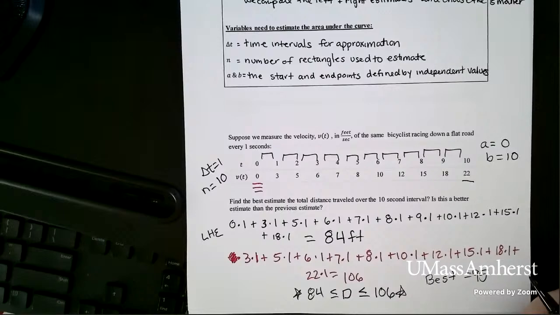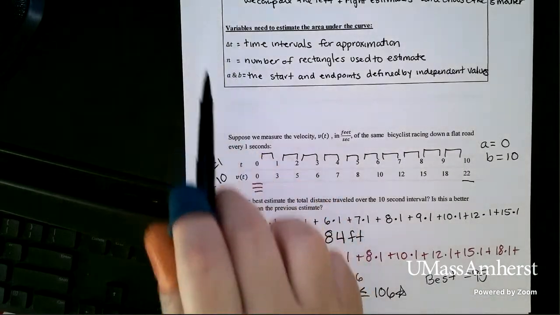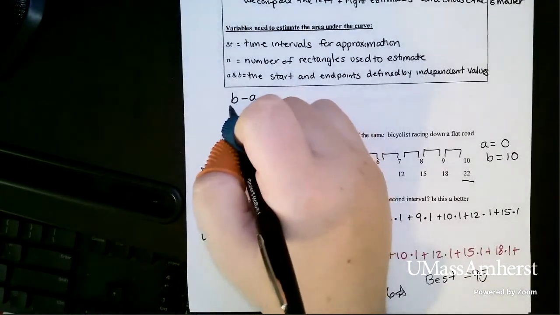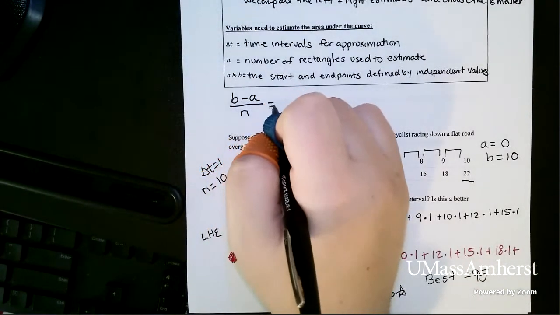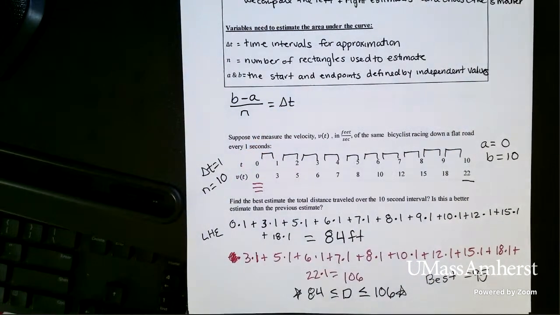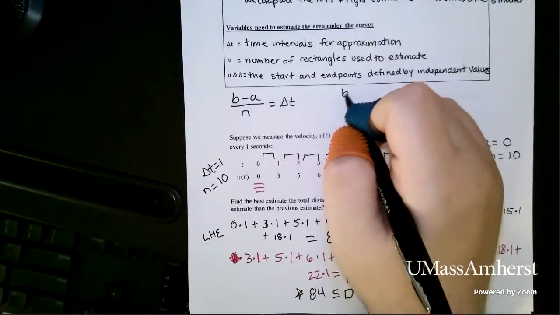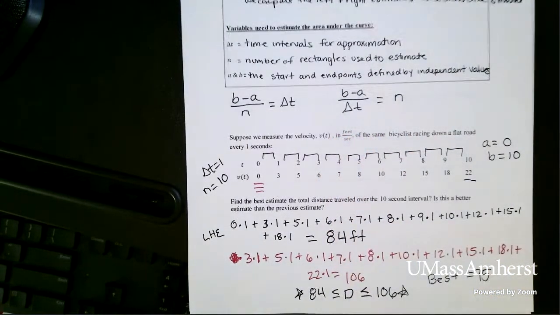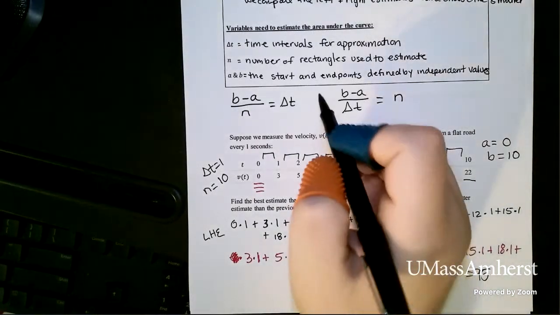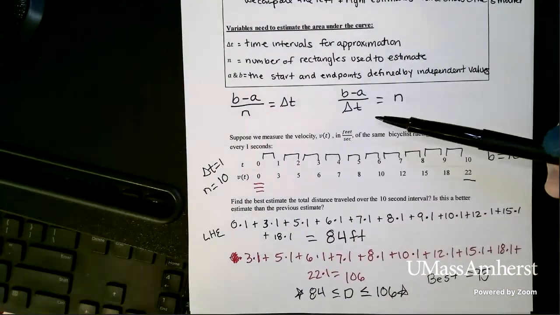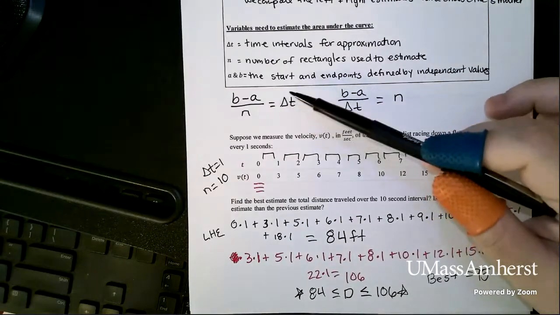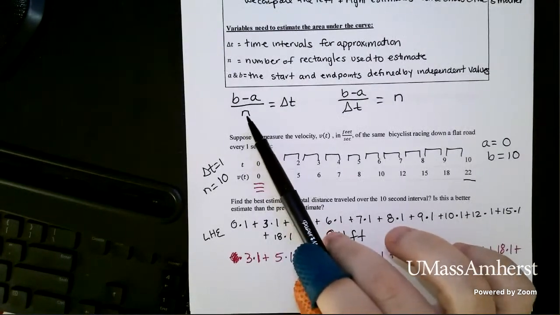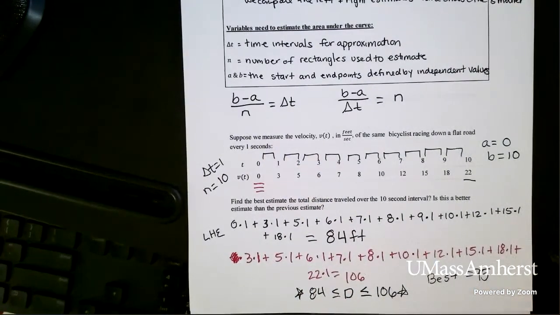And it turns out that the relationship between all of these variables is that (b minus a) divided by n equals delta t, and that (b minus a) divided by delta t equals n. Okay, so those are both true. So if delta t gets smaller, if this number gets smaller, that means that n had to get bigger, right? So these are directly related, okay?